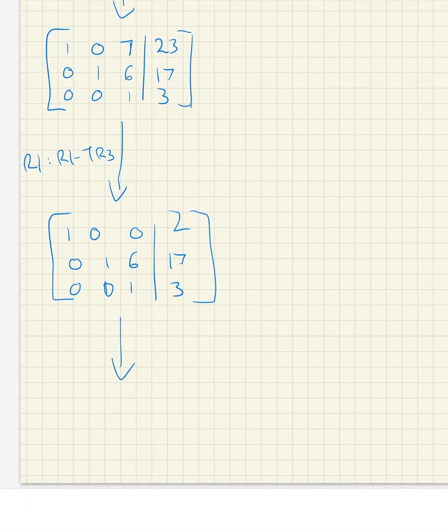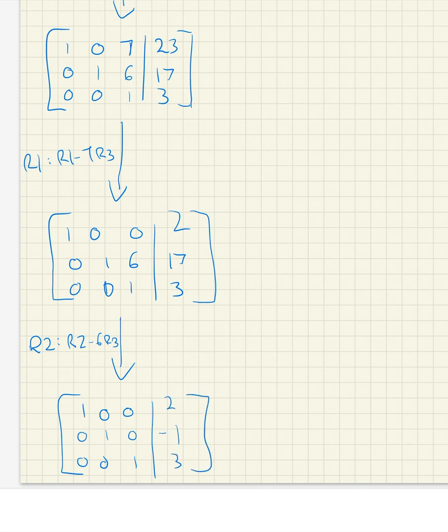So my last step, my final step, is now to take R2 and do R2 minus 6 R3, and that will give us the form that we want and some values over here. So now we've finally made it there. We can now conclude that x equals 2, y equals -1, and z equals 3.